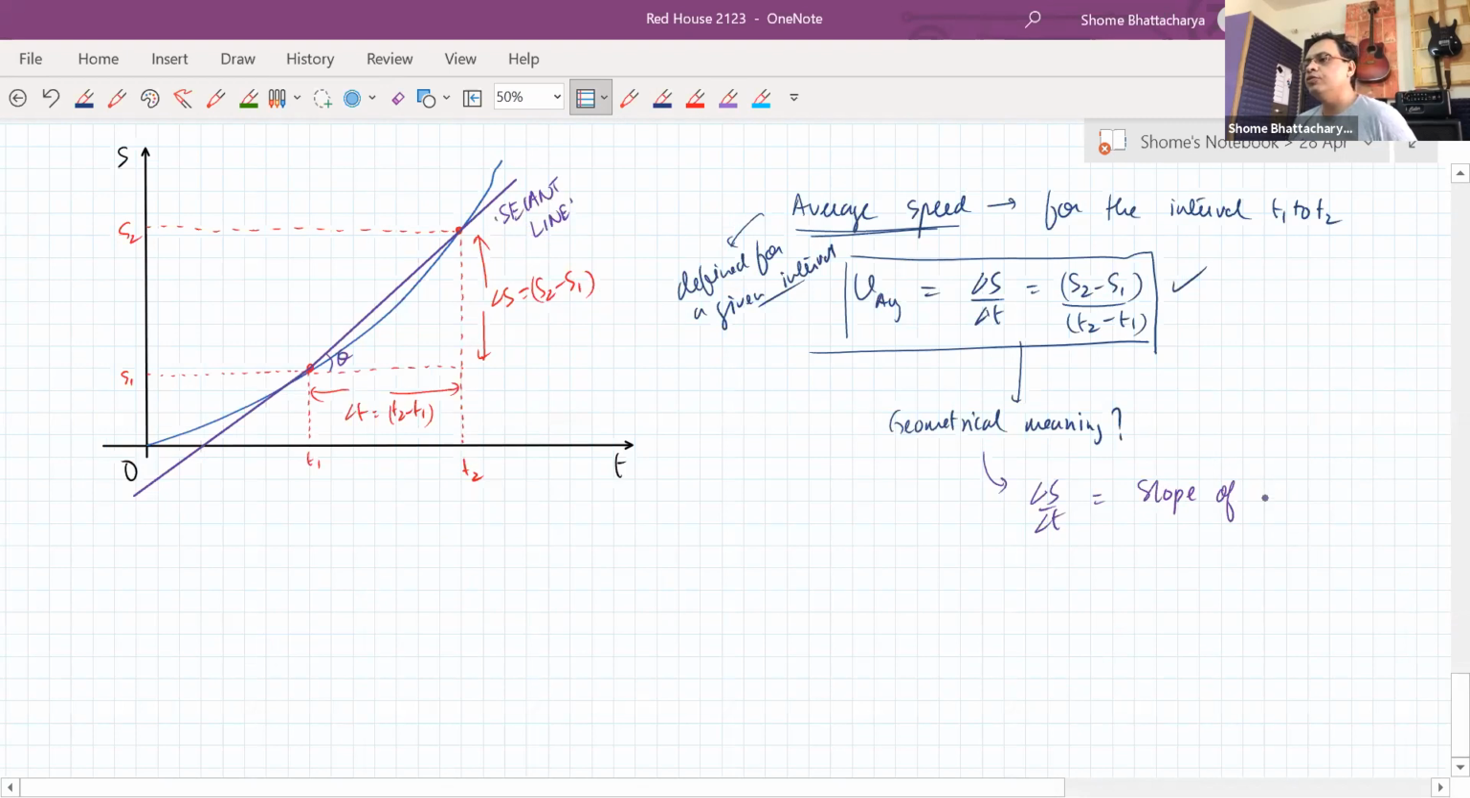Okay. It is the slope of the secant line from T1 to T2. Average speed from T1 to T2.